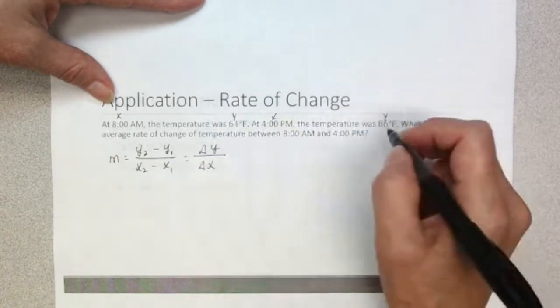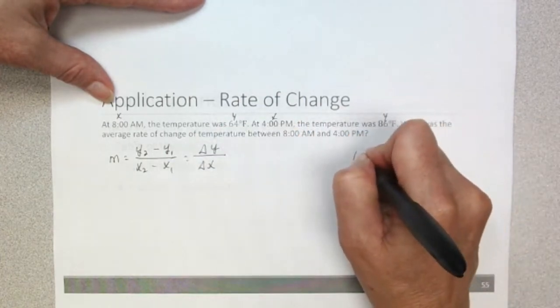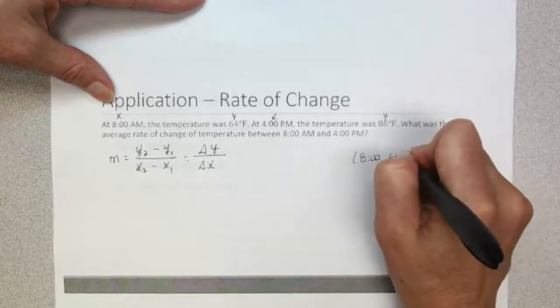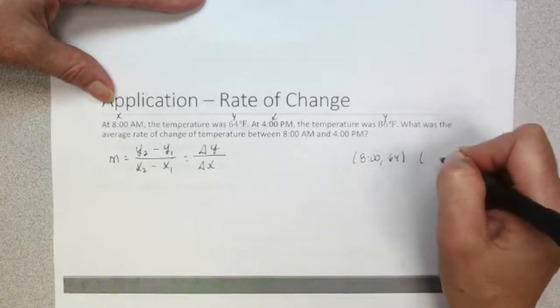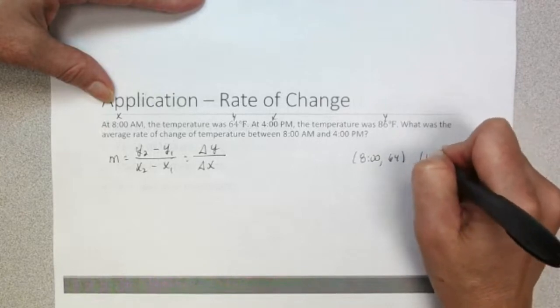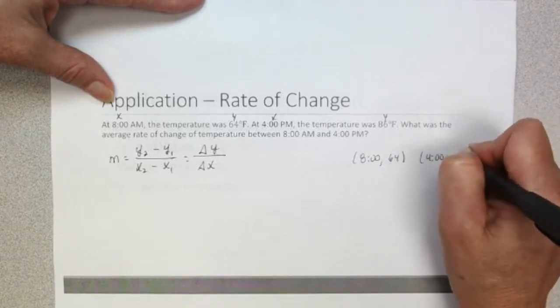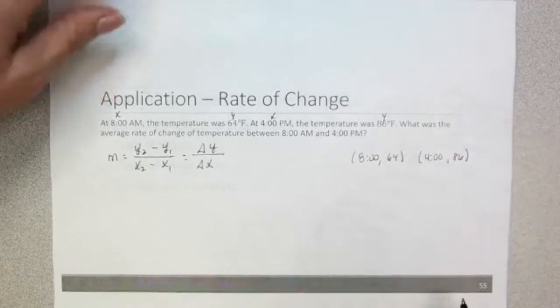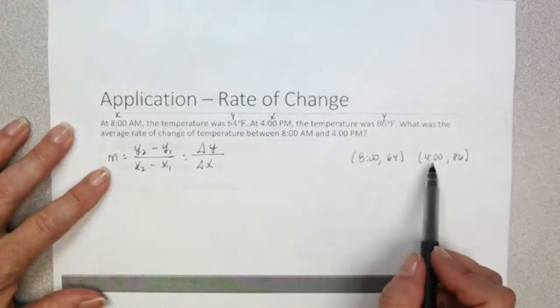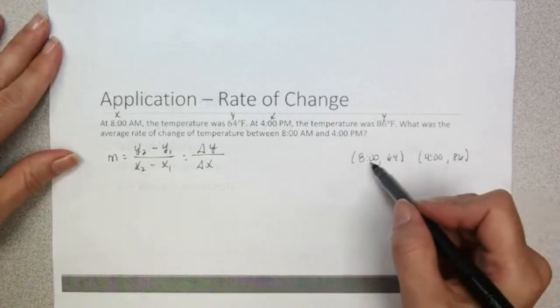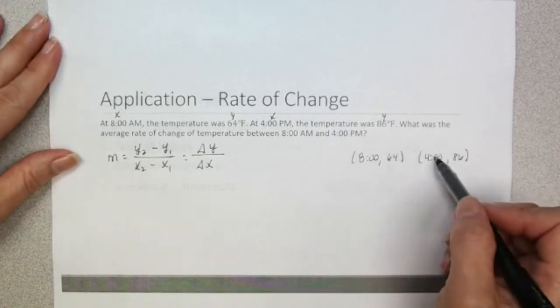If I wrote these points with the coordinates of 8 a.m. and 64 degrees, and 4 p.m. and 86 degrees, and if I tried to calculate the slope with them using the time, I'm not going to get the right value, am I? I'm not going to get the right value because I'm interested in the change in time.